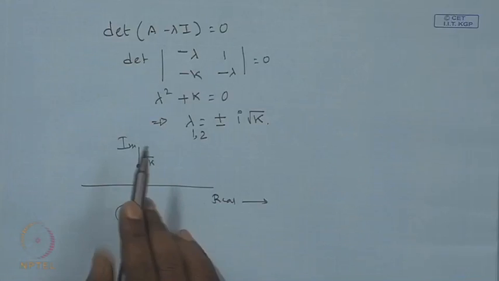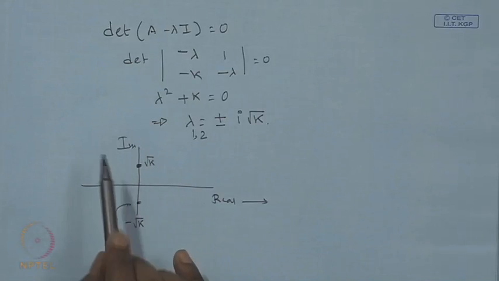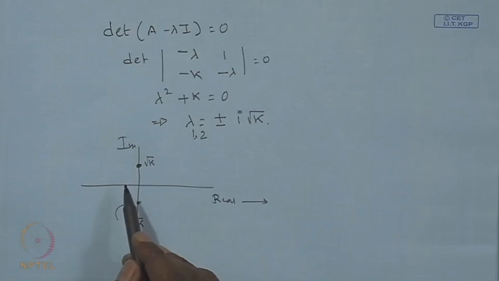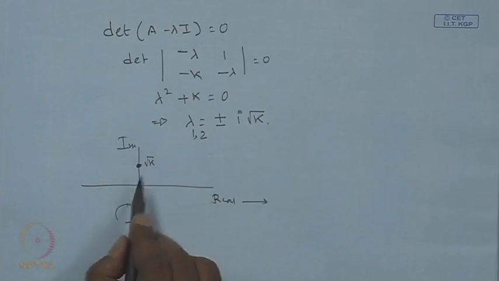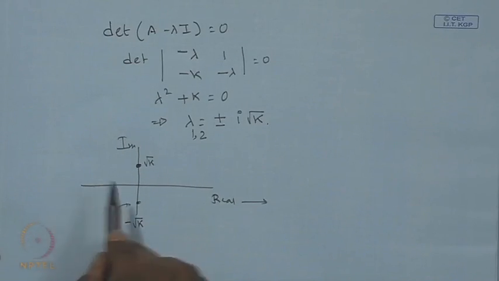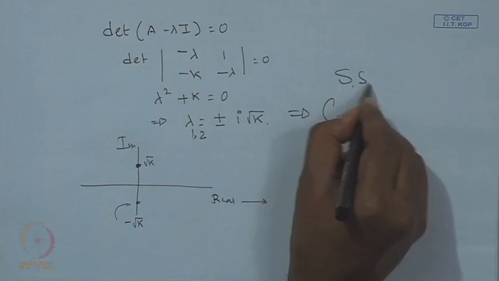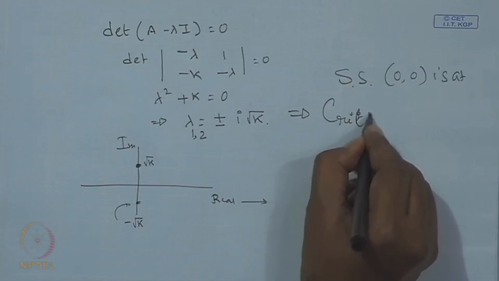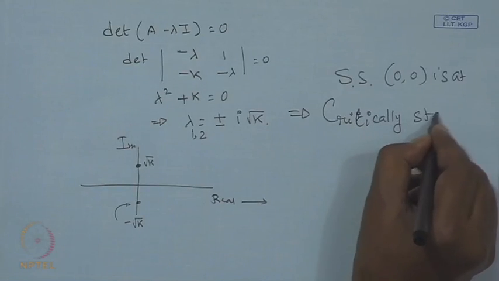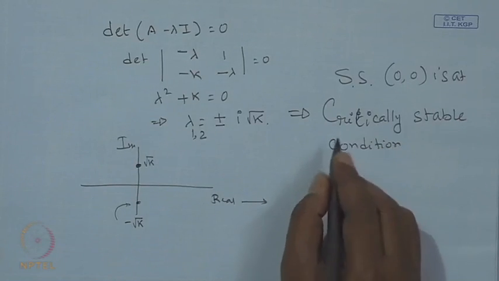They are on the verge of crossing over from the left half plane to the right half plane. So, we cannot say that they are unstable or stable. This condition is known as critically stable. They are neither on the right half plane, which means unstable, nor on the left half plane, which is stable. So, this stability is known as critically stable. The steady state 0, 0 is at a critically stable condition, and it shows a periodic vibration.